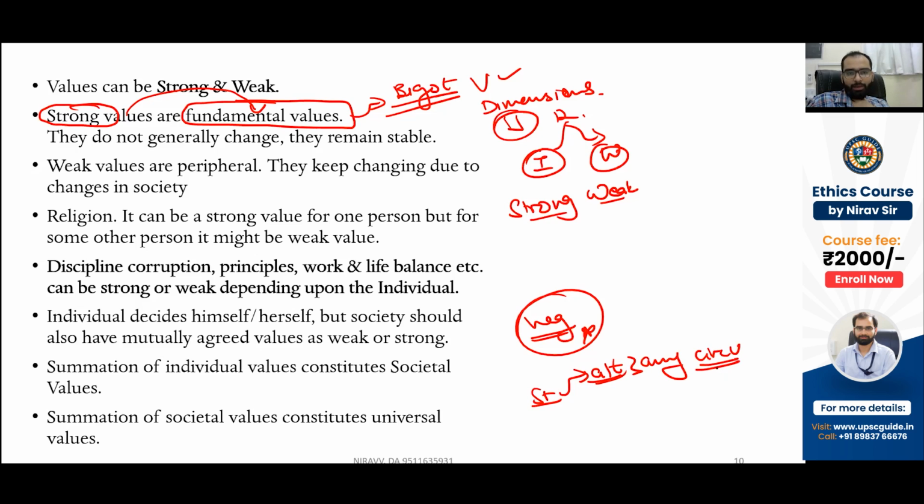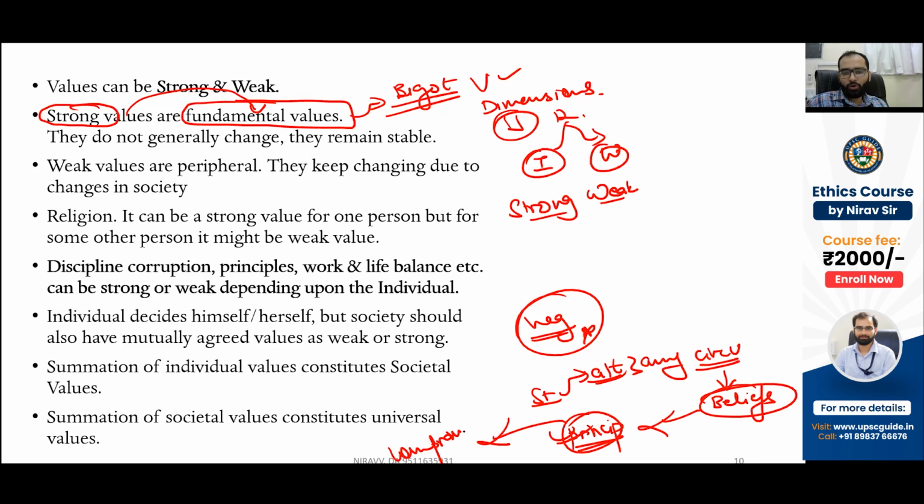ये क्या बन जाते हैं लोगों के, पहले तो beliefs बन जाते हैं, and when they start practicing their beliefs, they become their principles of life. Do you agree or not? The strong values become the principles of their life. They don't compromise on those principles. Okay, so strong values are fundamental. They do not generally change. They remain stable.